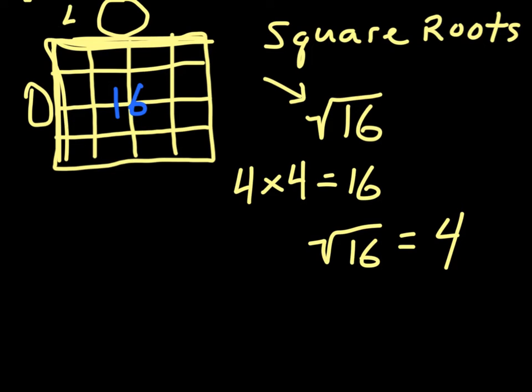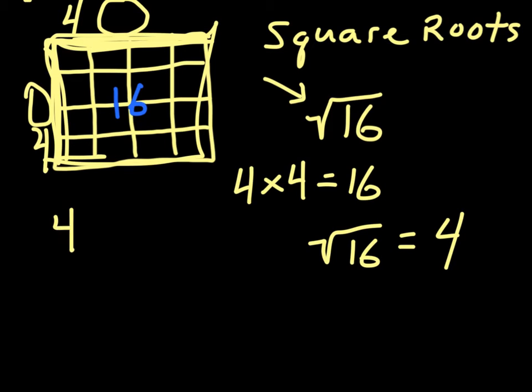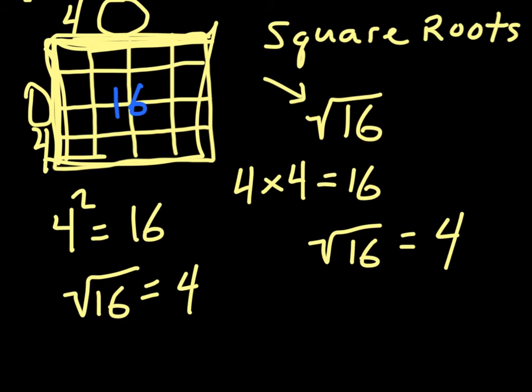So when I'm looking at this, if this were a square, it would have to be 4 on each side, and that would give me 16 squares in here. And so you can see how they're related. The 4 squared equals 16, and the square root of 16 equals 4.